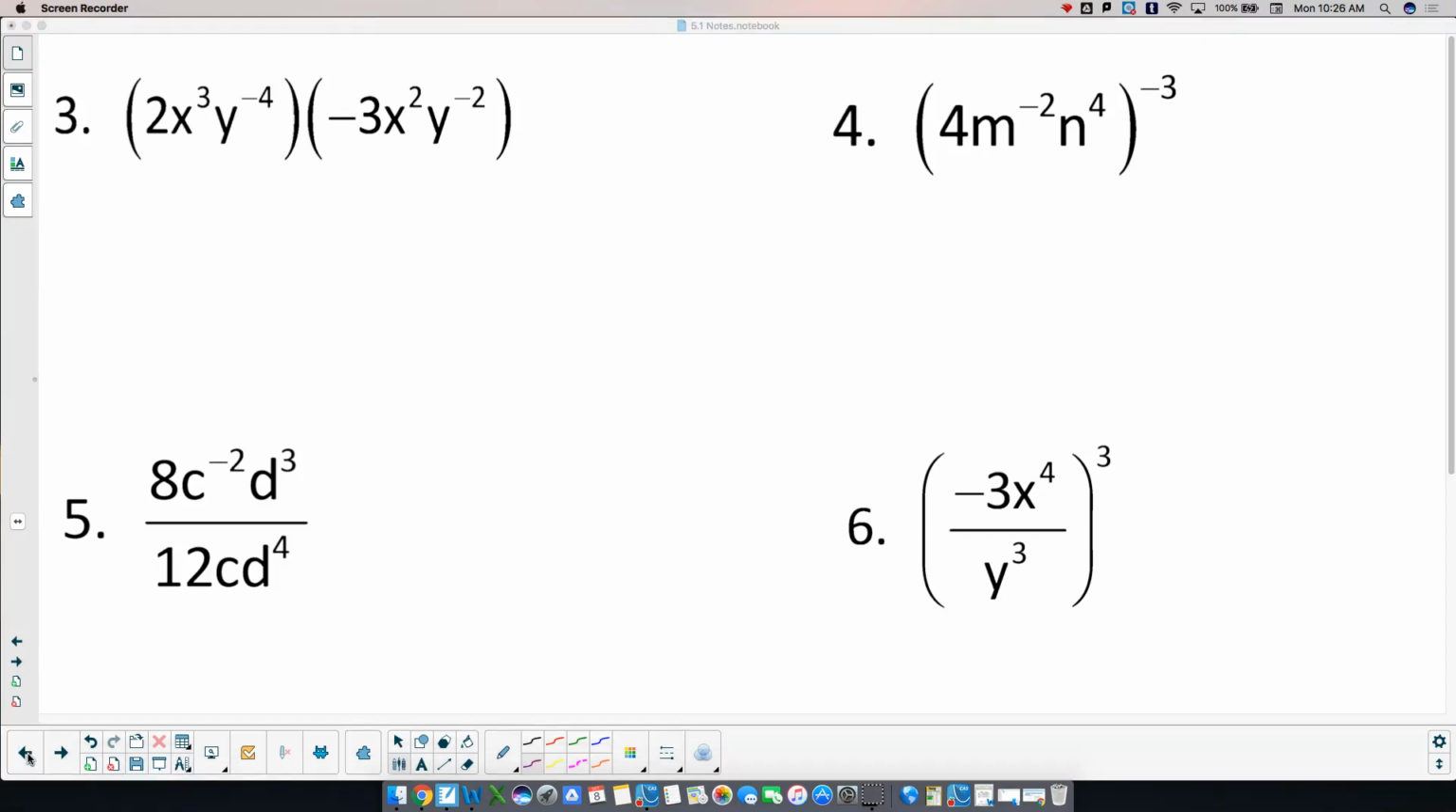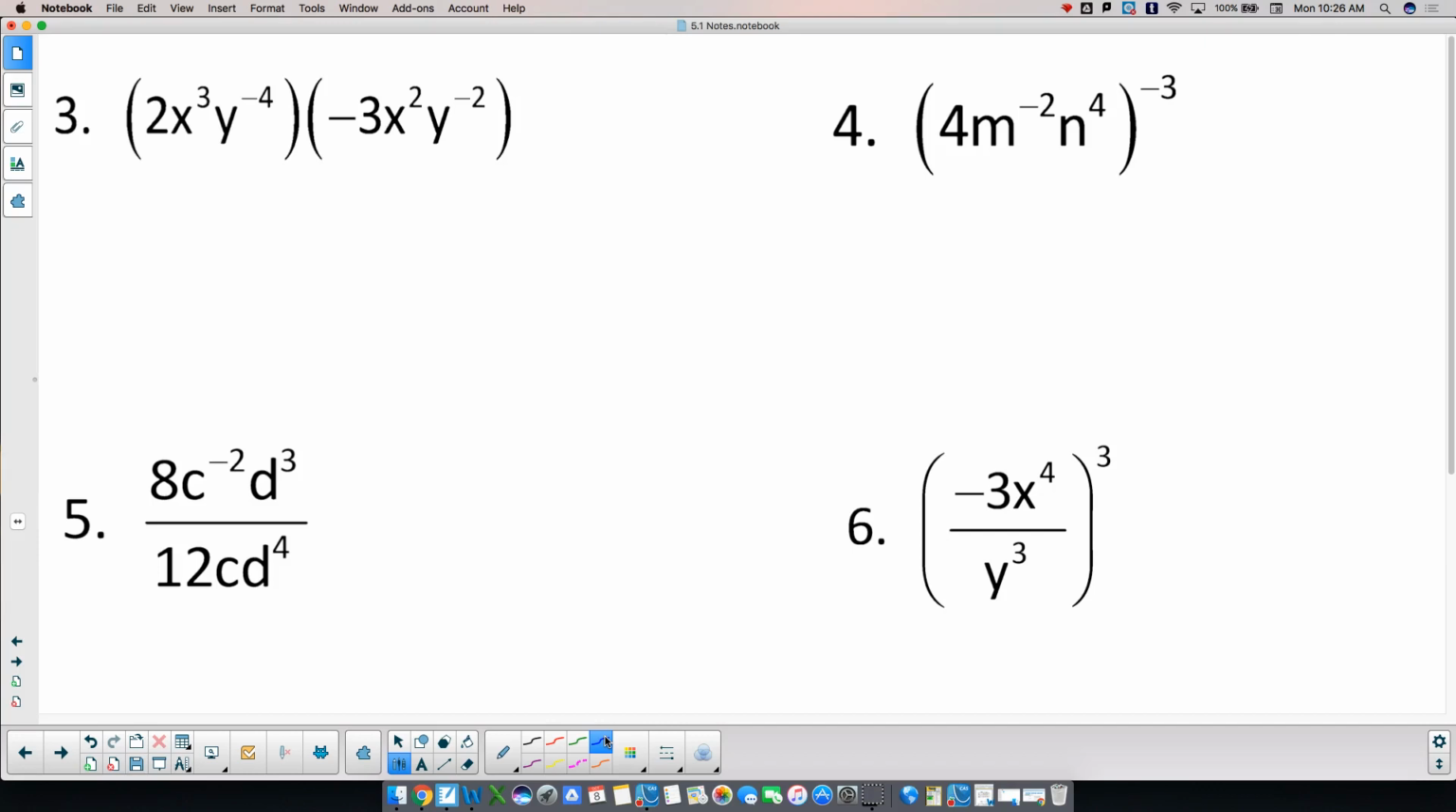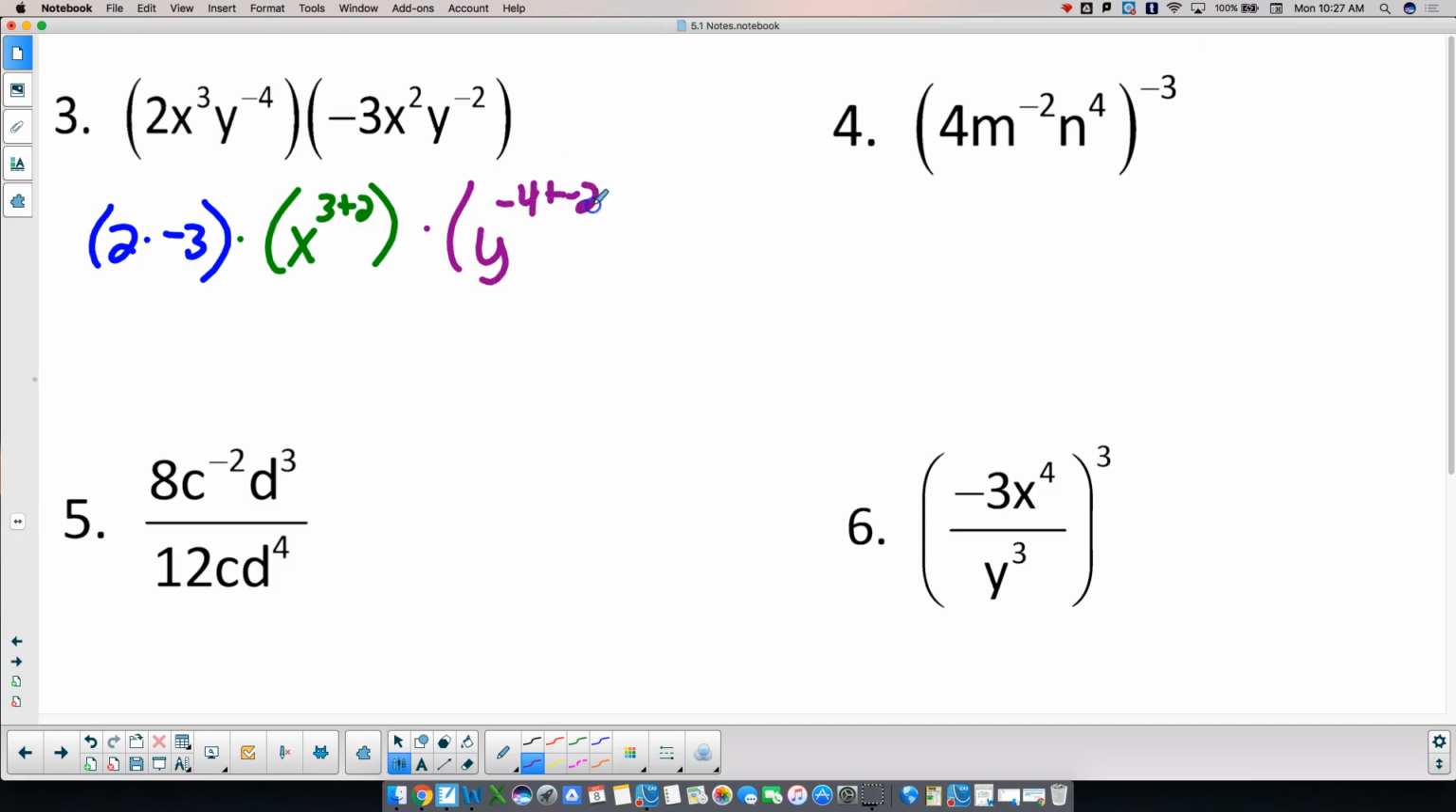Hopefully you paused and are doing these. So a spot check here on number 3. So this would be 2 times -3 because the numbers don't have any exponents on them. So we can just multiply those two numbers together. Then times x cubed times x squared, so the exponent is 3 plus 2. And then times my y's now, negative 4 plus negative 2. That's a bad looking negatives in there.